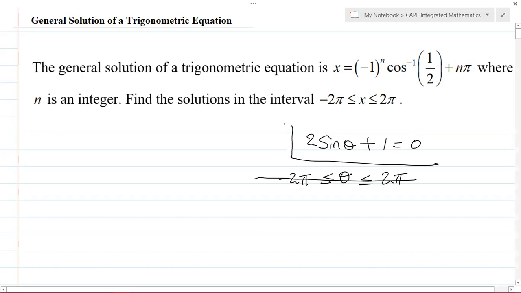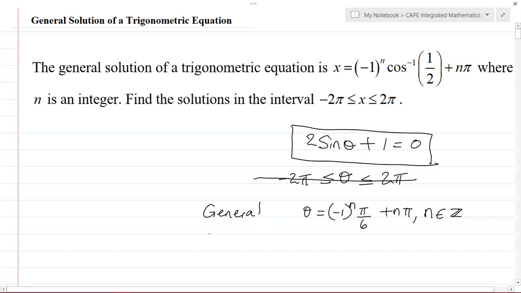And they gave you this equation alone. If I give you that trig equation there, and I tell you that the general solution is theta equals negative 1 to the power n times pi over 6 radians plus n pi, where n is a member of the set of integers, I tell you that this is the general solution of the trig equation above, for this equation here. Cool?